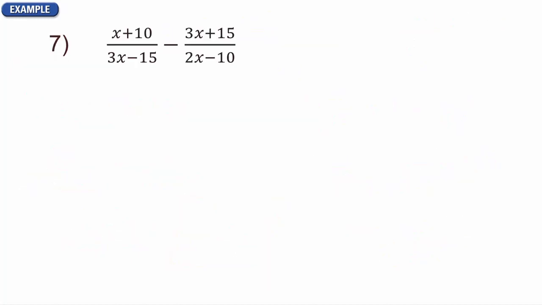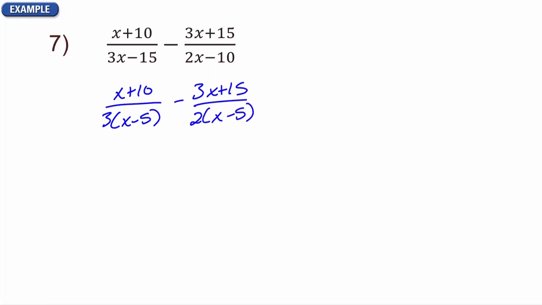Number 7. In the first fraction, my denominator is 3x minus 15. I notice right away I have a common factor of 3. And then in the second denominator, I have a 2x minus 10, which has a common factor of 2. So I'm going to rewrite this. I'm going to have x plus 10 over 3 times x minus 5 minus 3x plus 15 over 2 times x minus 5.